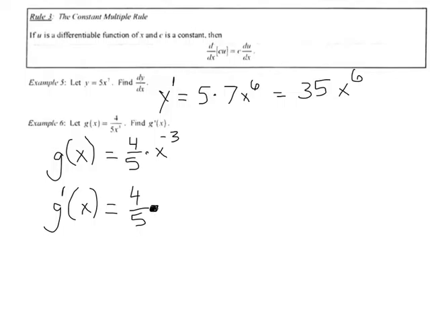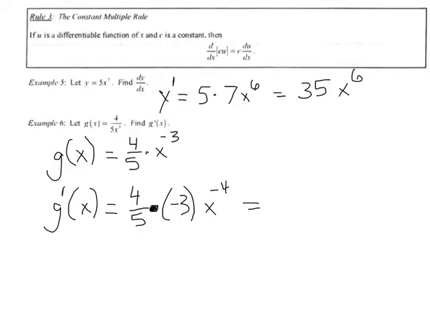and then the derivative of x to the negative 3. Again, we're using the power rule, so I bring the negative 3 down to the front, times x, and then 1 less than the original, 1 less than negative 3 would be negative 4. And then it's just a matter of rewriting it so it's a little bit easier to understand.